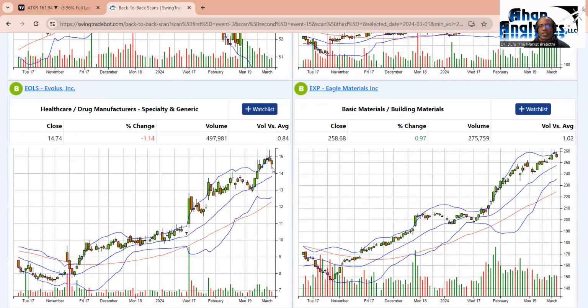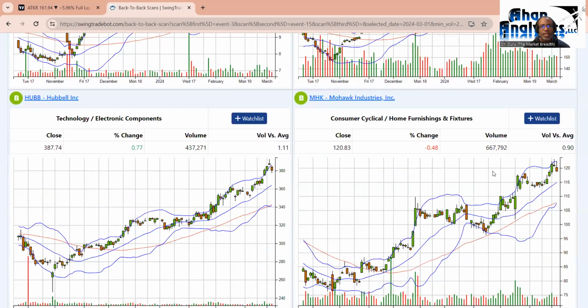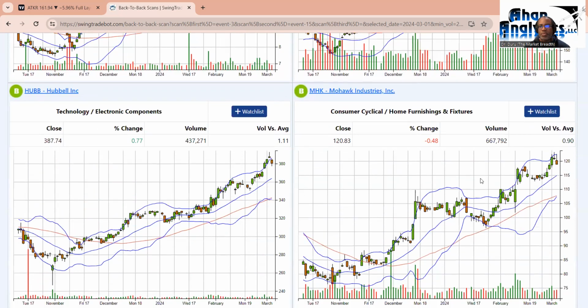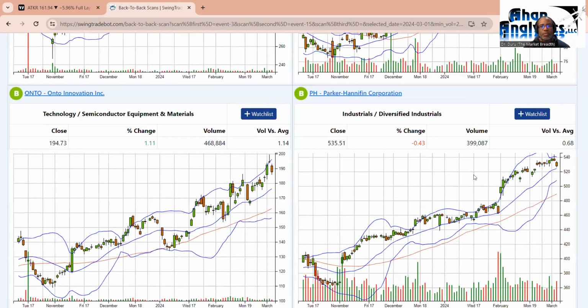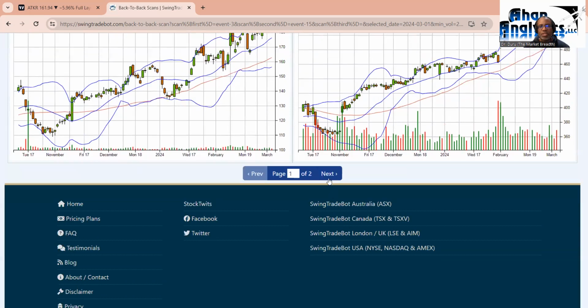Evolus pretty much confirmed. EXP confirmed, and Hub confirmed. Mohawk confirmed. Onto confirmed, and Parker Hannifin confirmed, even though it's pretty close to the 20-day moving average again, and it's been well supported there. So, maybe you wait until it closes below the 20-day moving average.